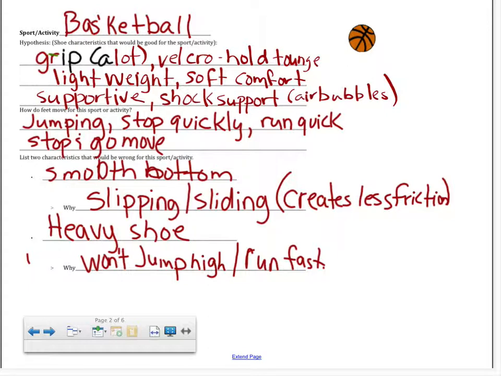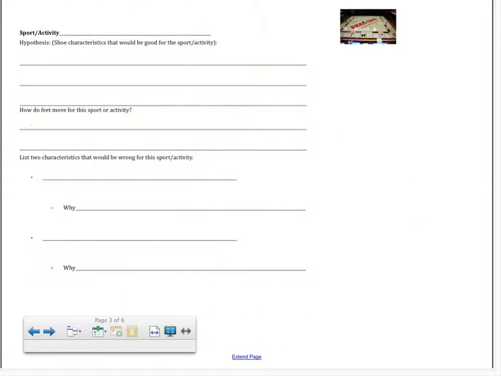What I was trying to say was, you should only wear a heavy shoe during practice. Right, only during practice, because it's practice. All right, any questions about this? Okay, then let's move on to the next sport.